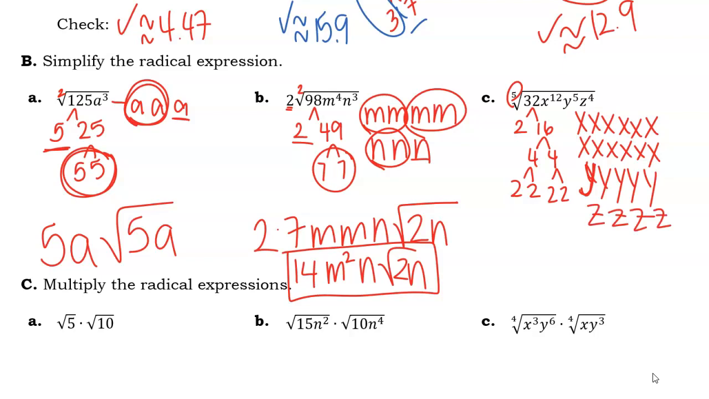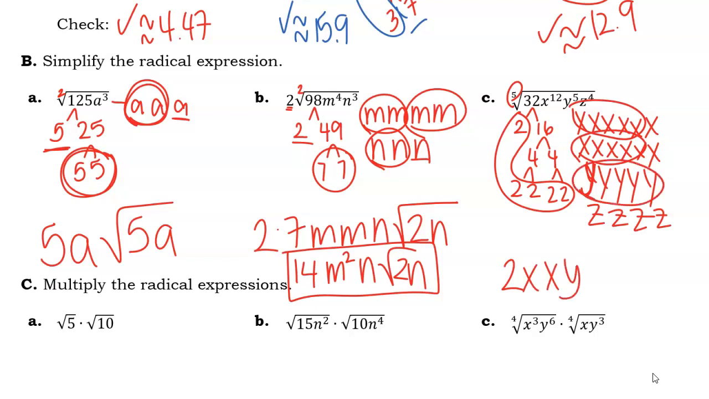We're looking for groups of 5. We got 1, 2, 3, 4, 5 twos. That's a 2 on the outside. We have 1, 2, 3, 4, 5 x's. That's an x. 1, 2, 3, 4, 5 x's. That's an x. 1, 2, 3, 4, 5 y's. That's a y. And I can't make any more groups of like factors. So on the inside, I have no numbers left over. I have an x and an x right here, xx. And I have 4 z's. 1, 2, 3, 4.